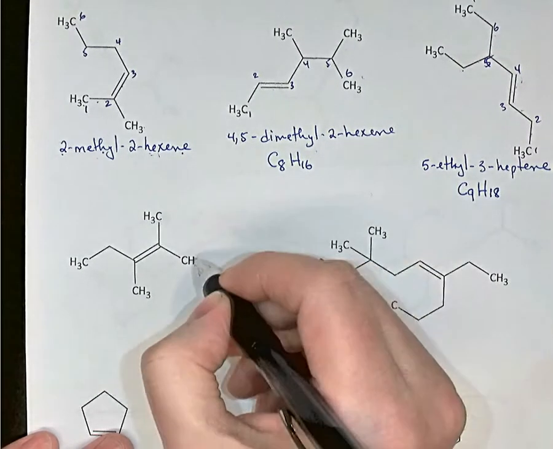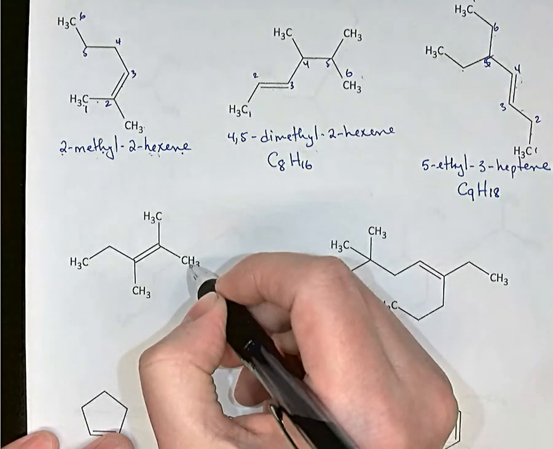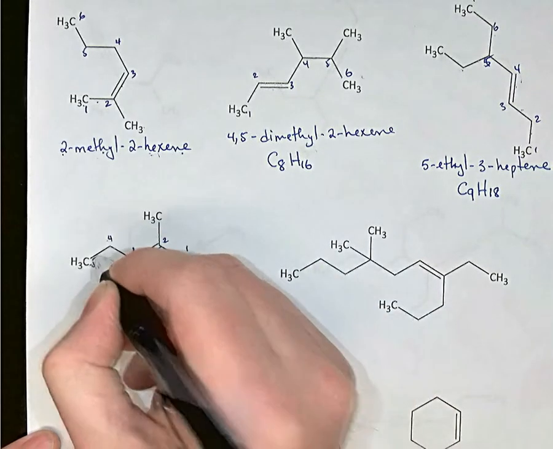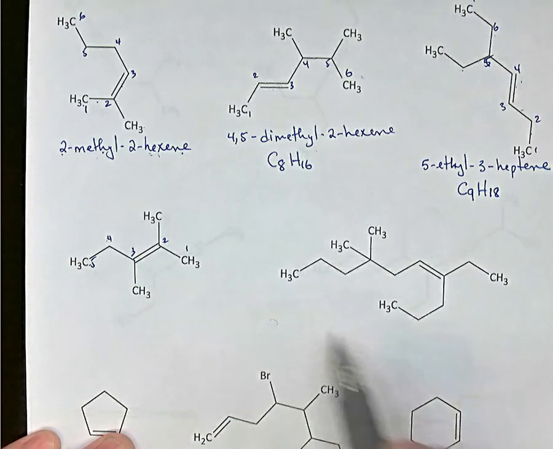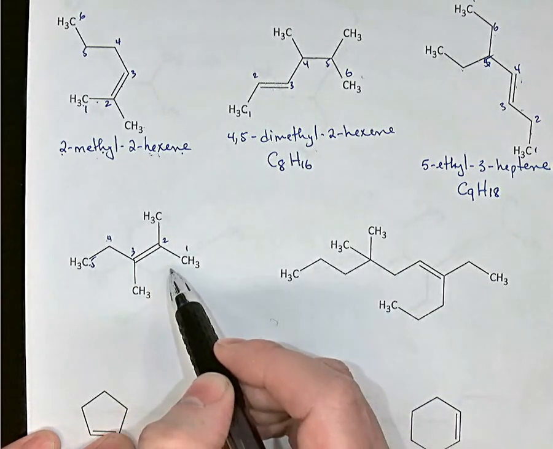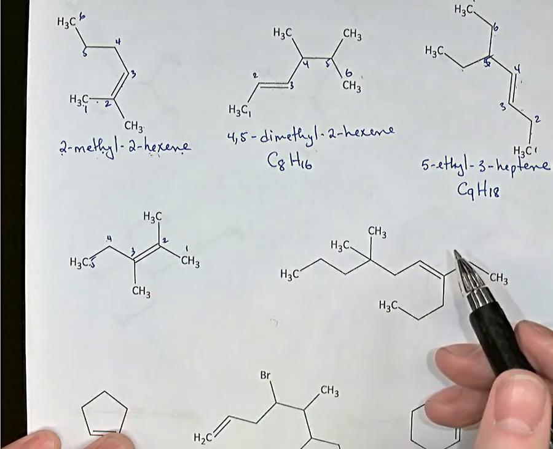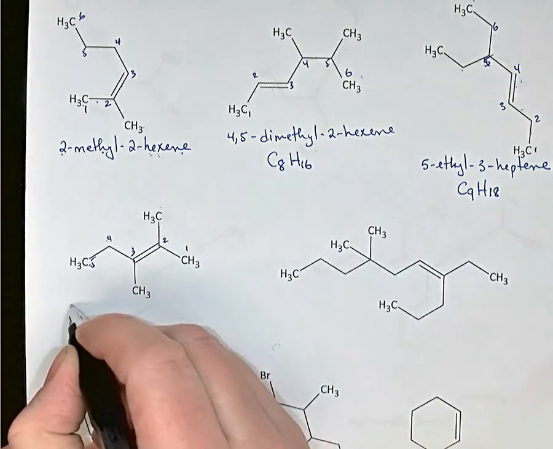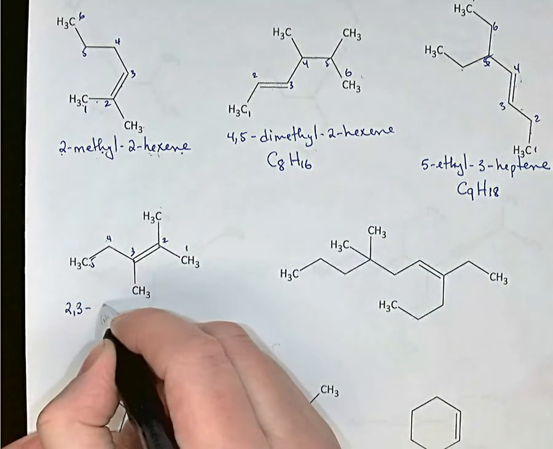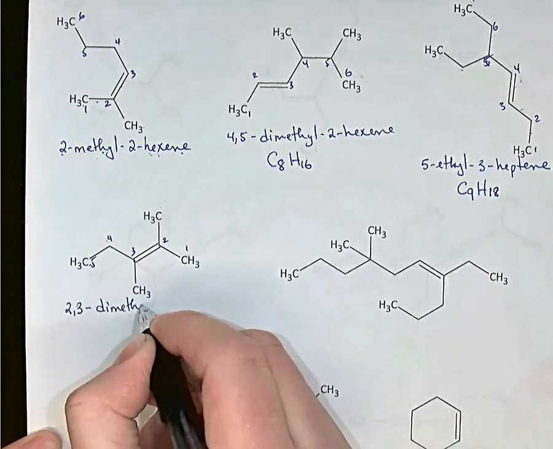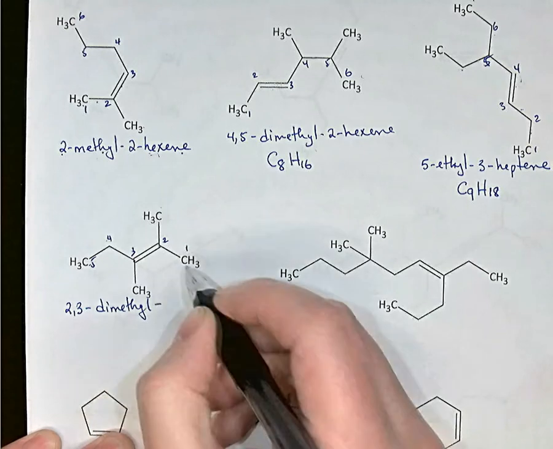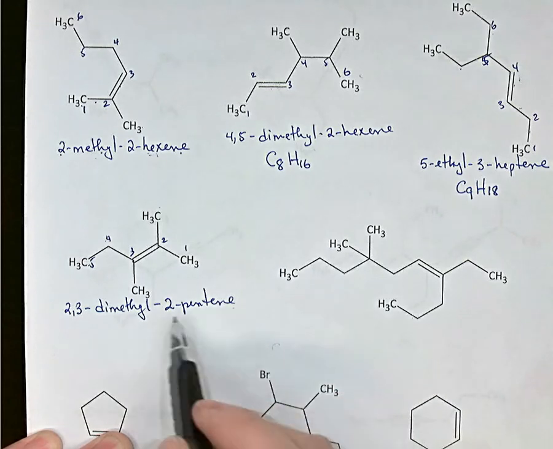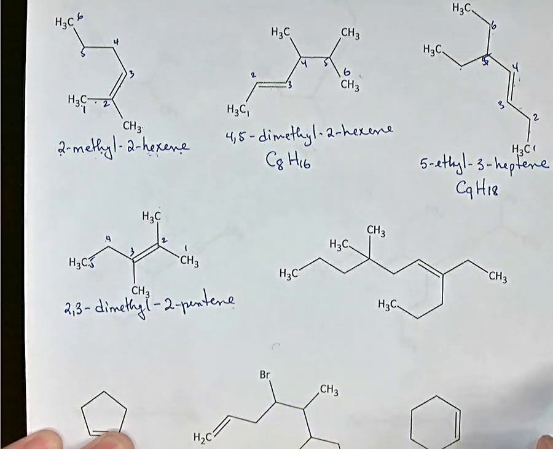Down here, the parent chain, starting numbering closest to the double bond, 1, 2, 3, 4, 5. So this is a pentene, and it's the second bond in the molecule, which is the double bond, so it's a 2-pentene. And on carbon 2 and carbon 3, there are methyl branches. So this would be 2,3-dimethyl, 2 of the methyls, and then dash 2-pentene. Pentene, 5 carbon atoms, and the second bond in the chain is the double bond.